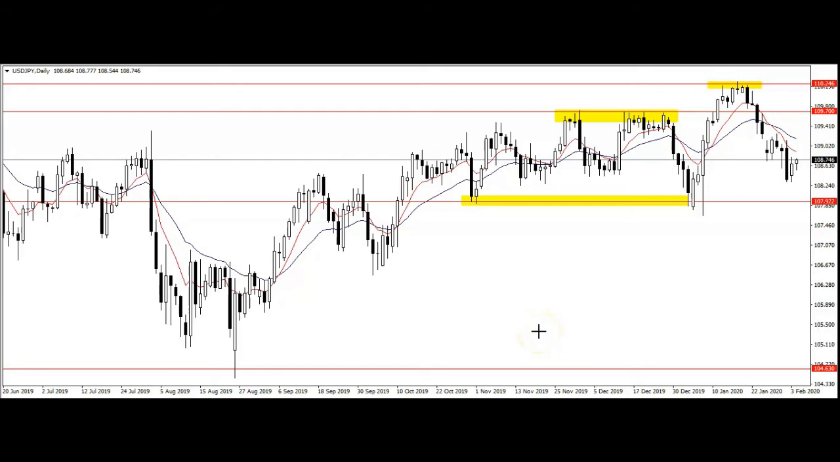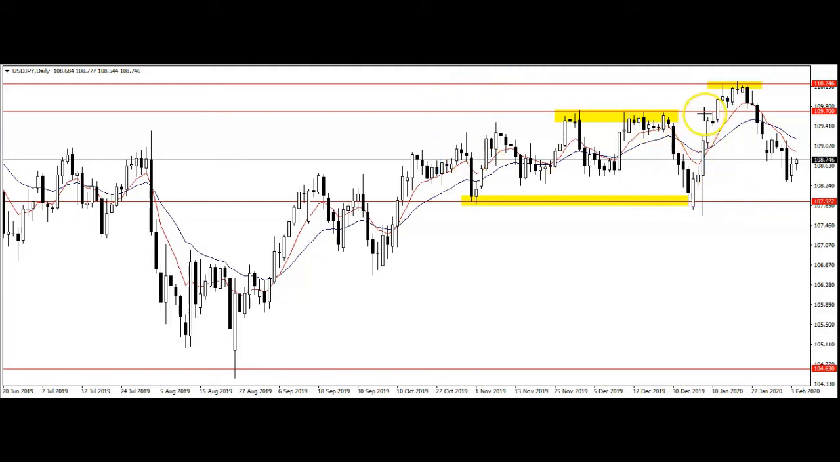Here we have the USD Japanese Yen. As I mentioned last week, my bias on this pair was neutral, slightly bullish. That was because we had a break here of this large consolidation. It had been going on for quite a long time. It's just been in a choppy sideways movement between this 107,900 area and this 109,700 area here and here.